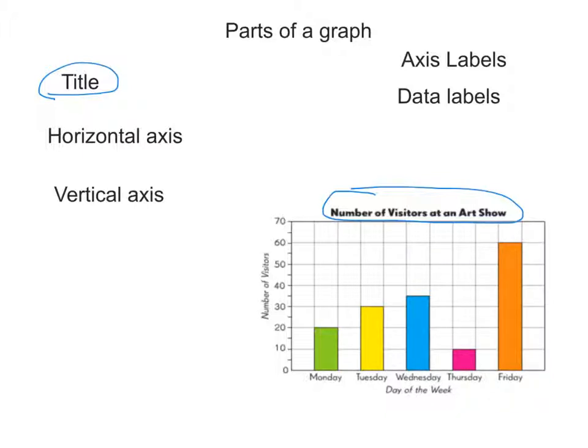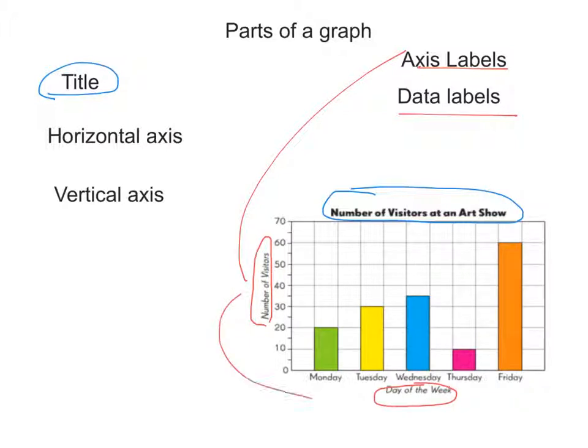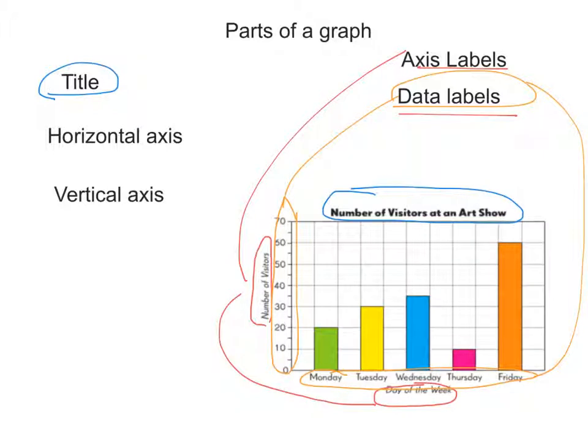And again, we have labels, okay? We're going to get to these labels in a second. I will circle them and show them to you right now, and then we'll explain it a little bit later. So the axis labels are right here. Those are the axis labels. Okay, and the data labels are these right here. These are data labels. So there's lots of different types of labels in a graph.